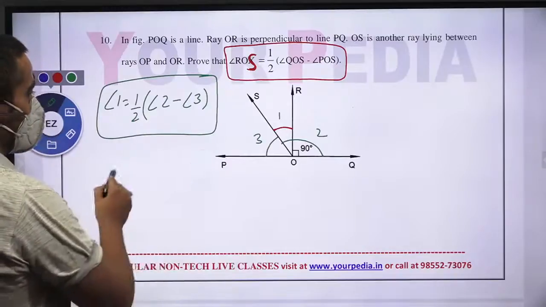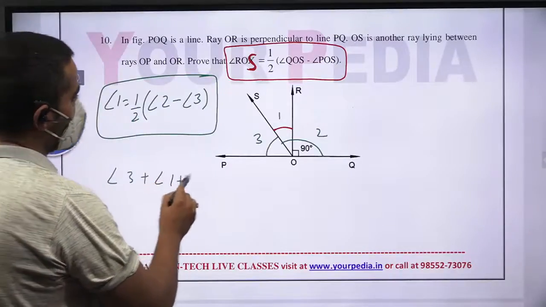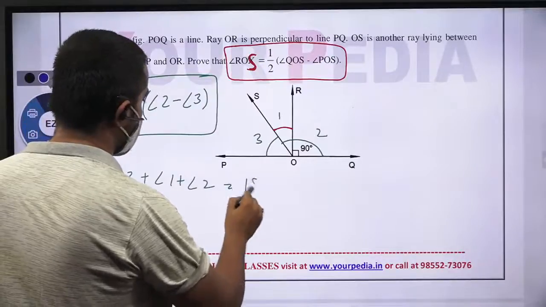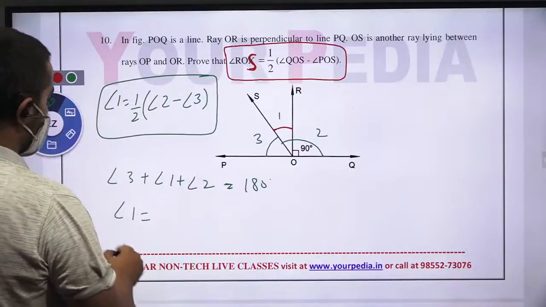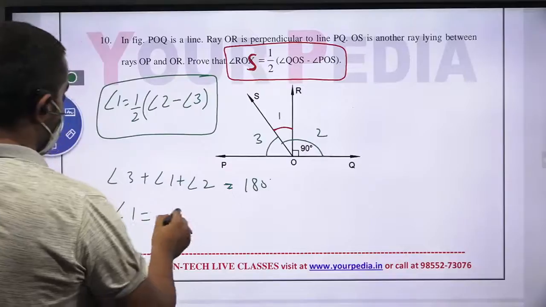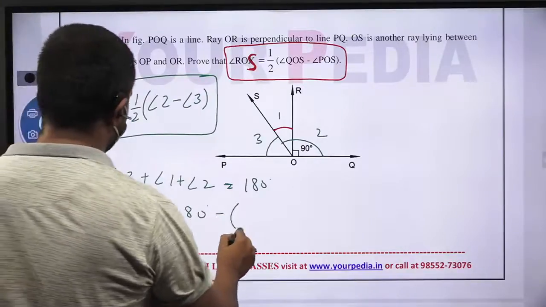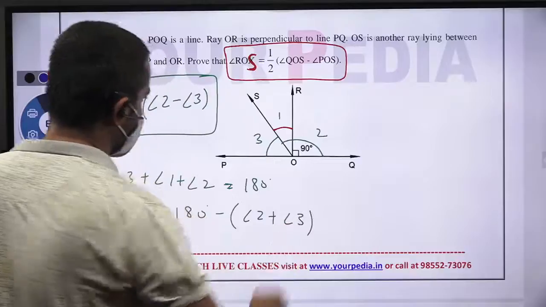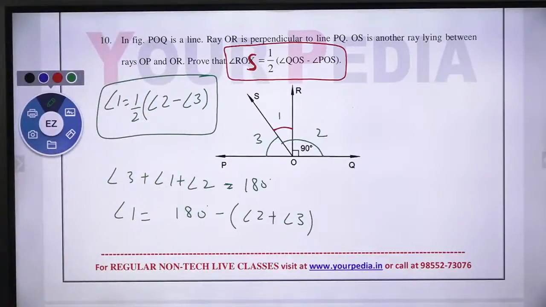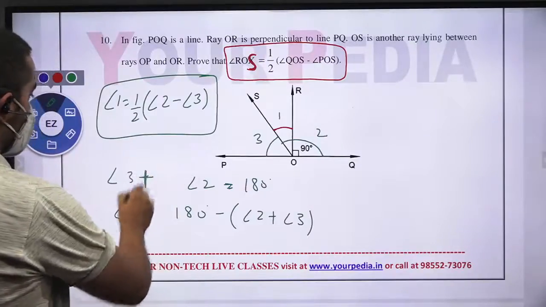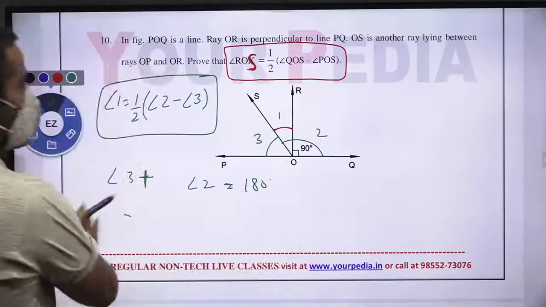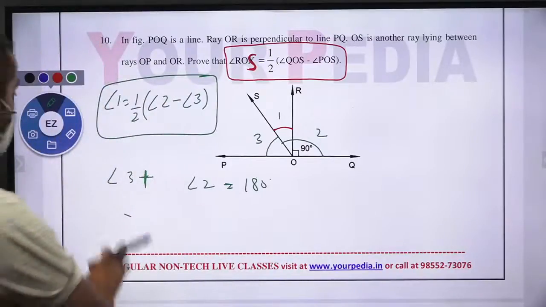Very easy. We can do. We know angle 3 plus angle 1 plus angle 2 on line POQ will form a linear pair, 180. Yes or no? Now we need to find out the value of angle 1. Sorry, this will be angle 2 plus angle 3 will be 180. Please correct it. So this is angle 2 plus angle 3 will become 180.